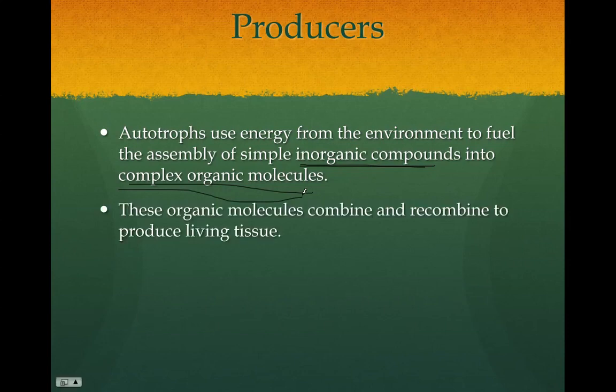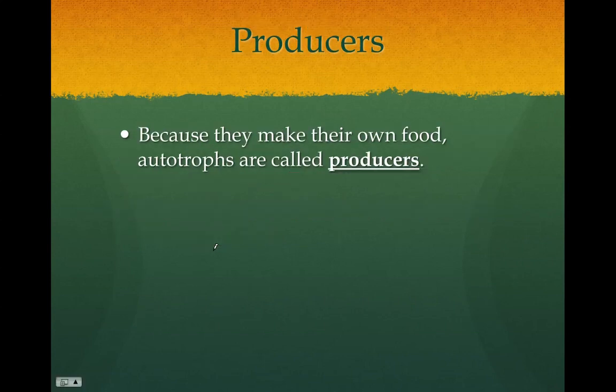And so this is absolutely necessary to make living tissue and to function. It's to take inorganic compounds and make them into complex organic compounds in order to make living tissue and continue to function. So anything that makes its own food is called an autotroph, and we can also call it a producer. So autotroph is equivalent to producer.